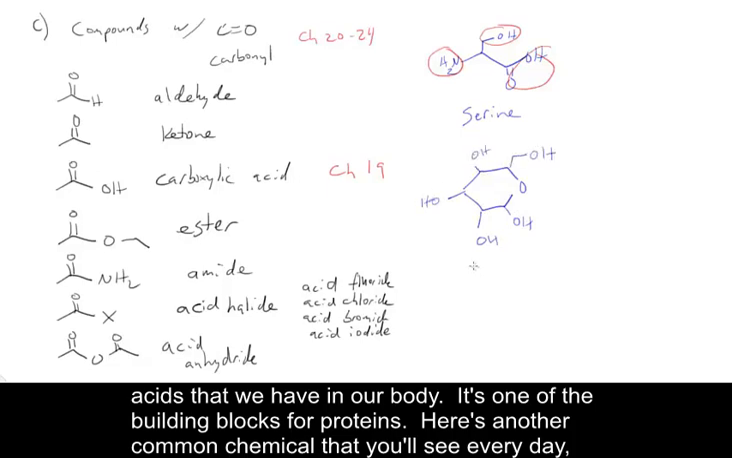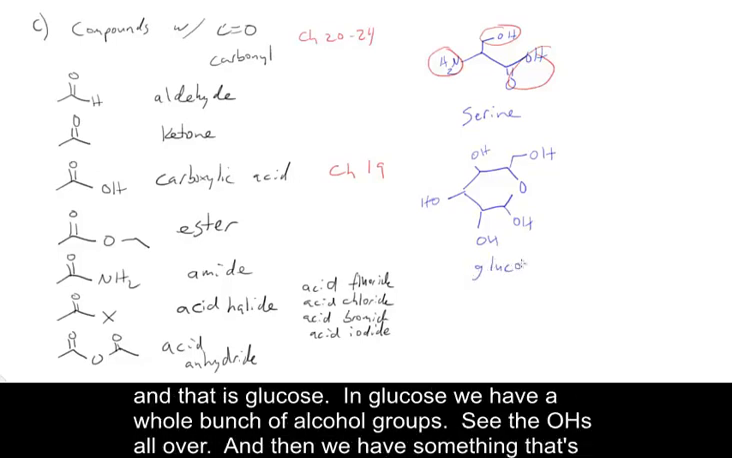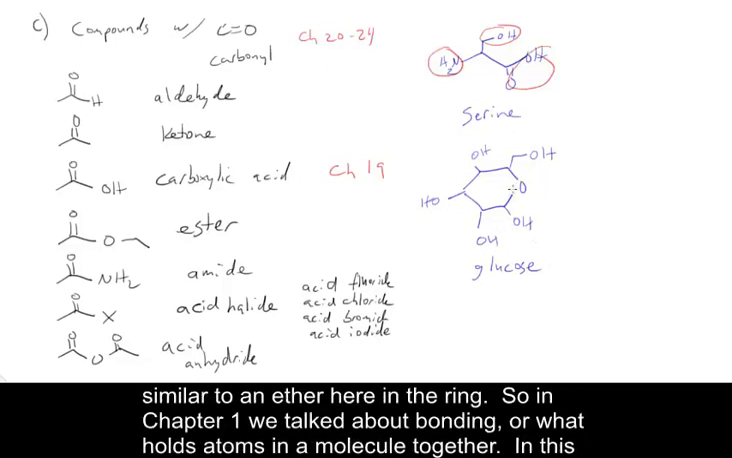Here's another common chemical that you'll see every day, and that is glucose. In glucose, we have a whole bunch of alcohol groups. You see the OHs all over, and then we have something that's similar to an ether here in the ring.